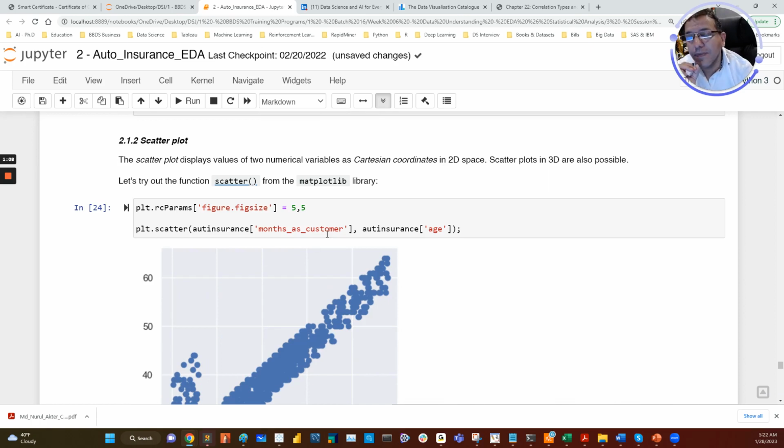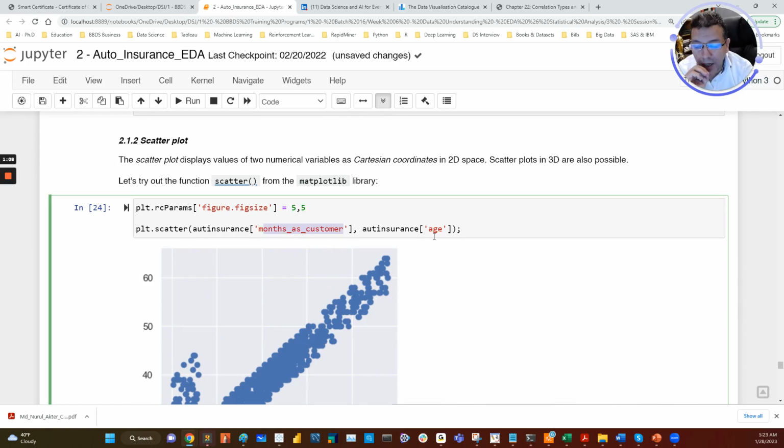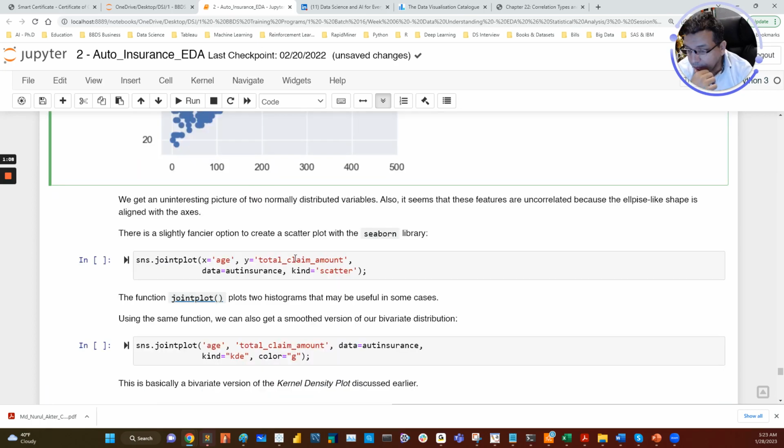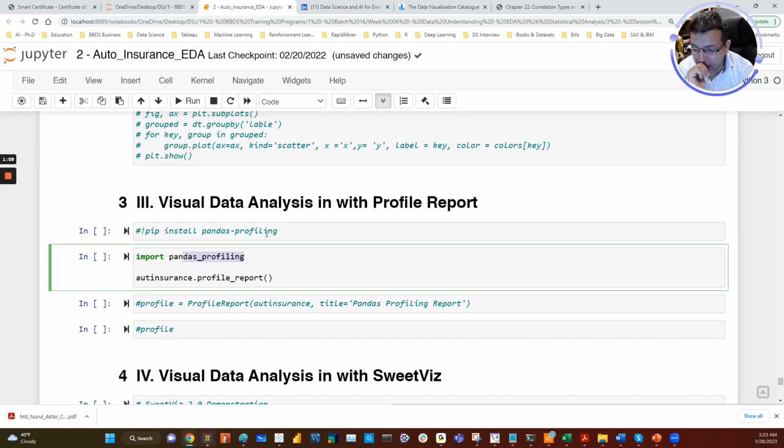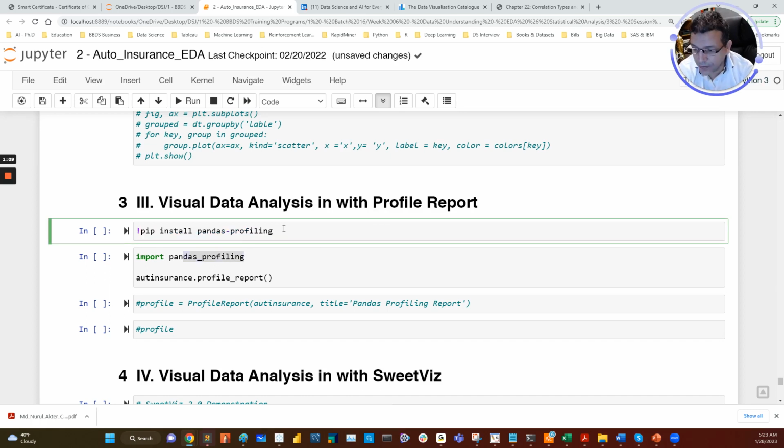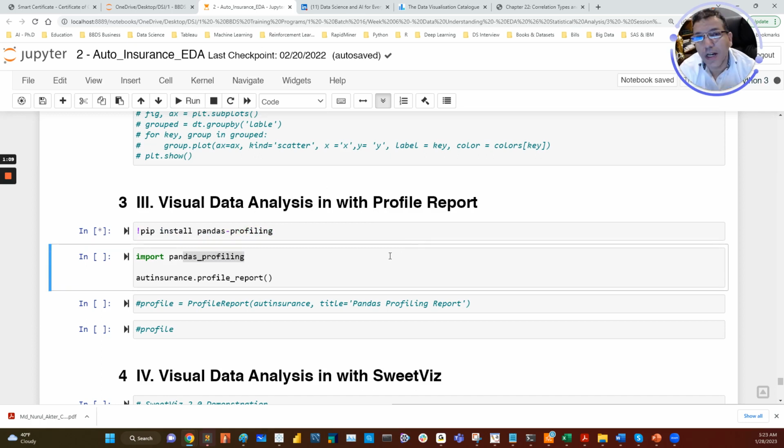Okay, I'm going to skip. I'm going to show you there is one library. It's called pandas profiling. So let's install it first. And this pandas profiling provides you statistical analysis and data visualization for all your features with one click.